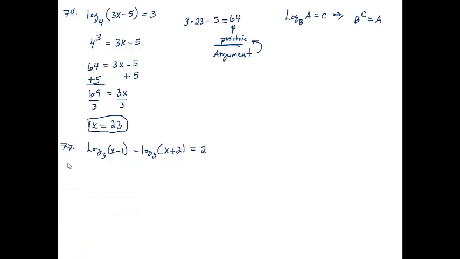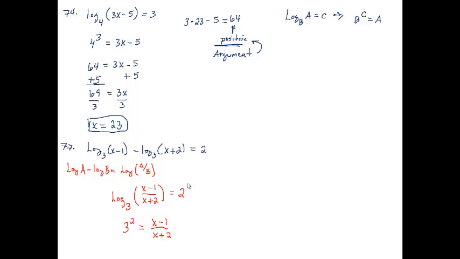So let me remind you of the property. Log of a minus the log of b is the same as saying the log of a divided by b. So this is log base 3 of x minus 1 divided by x plus 2 equal to 2. So now I have a problem just like 74, and I must use the property: 3 to the second power is equal to x minus 1 over x plus 2. And of course, let's slide over. So we have 9 equals x minus 1 over x plus 2.